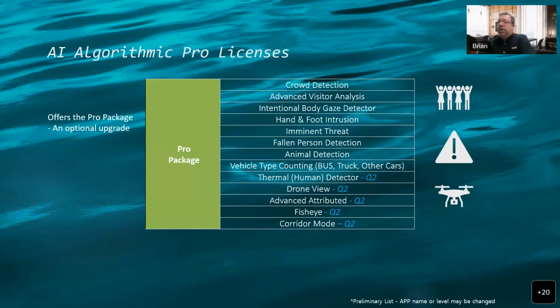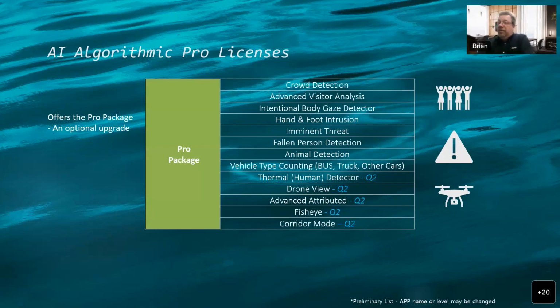So we bring with the pro package crowd detection, advanced visitor analysis, great for the retail industry, intentional body gaze, which is essentially to try to describe that as easily as possible. When somebody is intent on committing an illegal act, their body posture, their gaze is usually intent on the object of interest. And the AI can determine through the pose estimation what that intentional body gaze is, and if it falls into the criteria of interest, that can basically trigger an alarm.